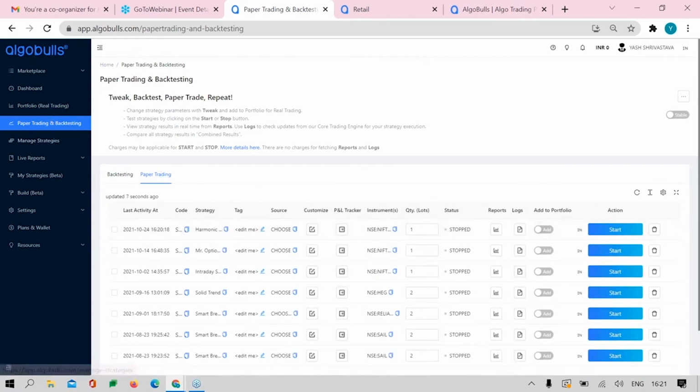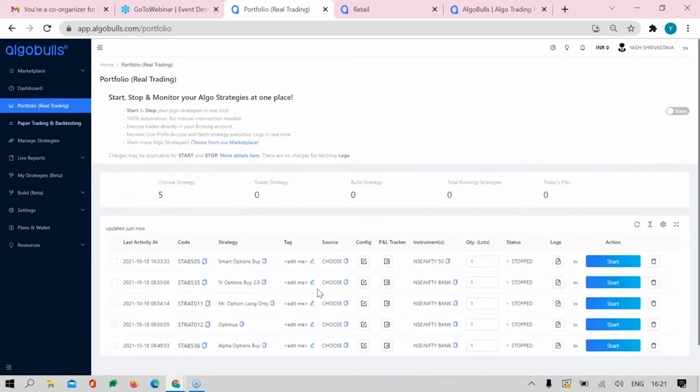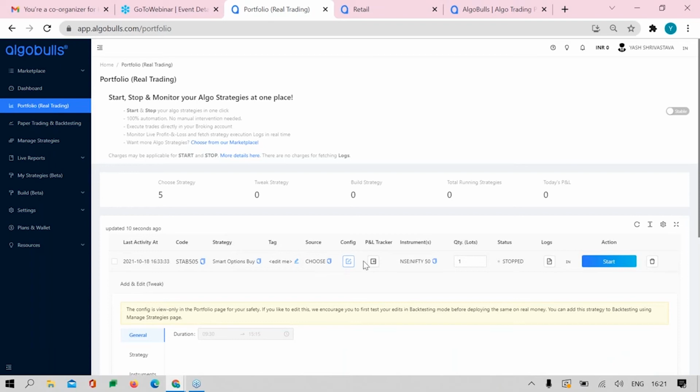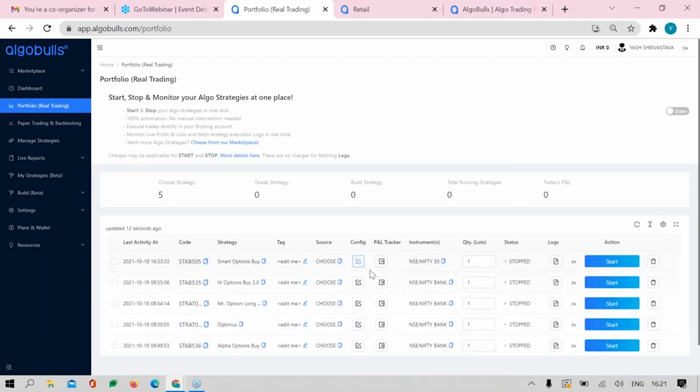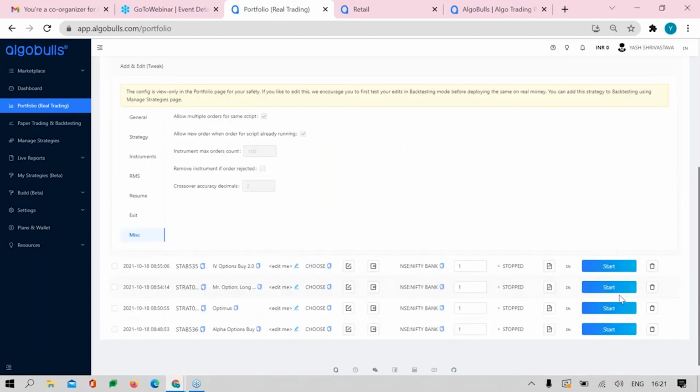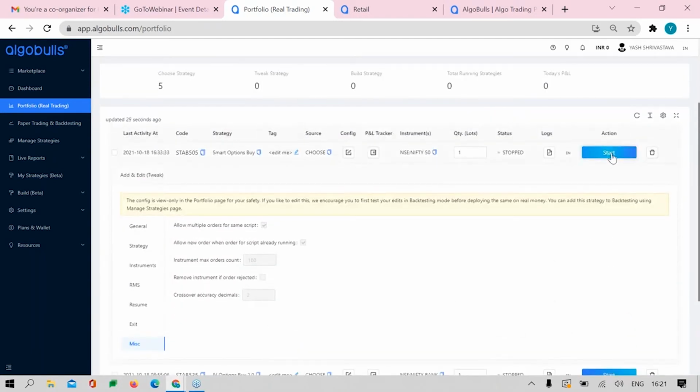Apart from that, there are tweaks to the strategy which people don't recommend, but in case you want to change some risk parameters, like your desired profit and desired loss, you can simply click on the configuration side and make a few tweaks. You can make entry point and exit point changes, instrument changes, RMS, resume, exit, miscellaneous, and so on. So this is how you can make changes. And to start trading, you can simply click on start and it will automatically start your trading experience.